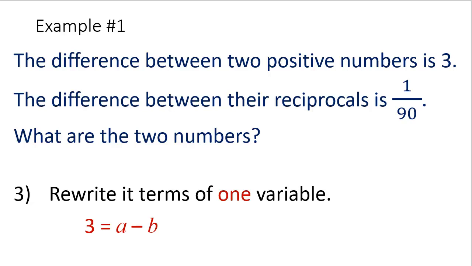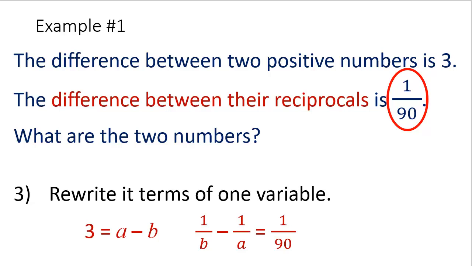So we go and we look, and we see how we can relate a to b, and we can relate a to b because we're told the difference between their reciprocals is 1 over 90. Reciprocal is 1 over a number, so we write that down. The difference, 1 over b minus 1 over a, is 1 over 90.